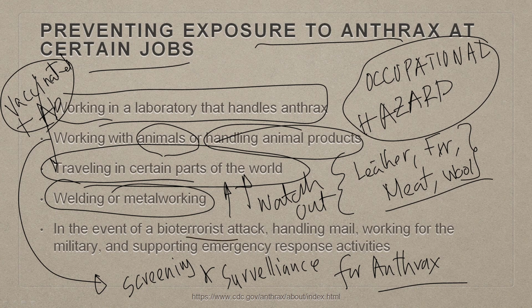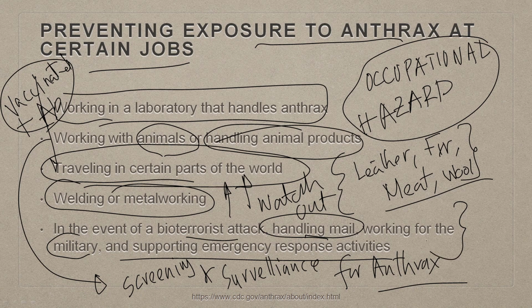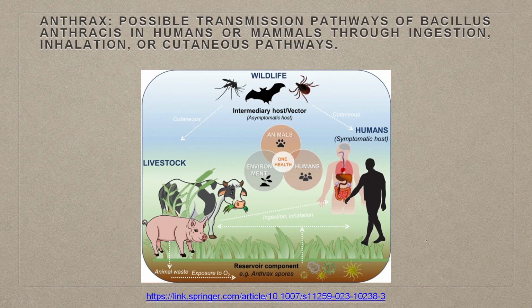In the event of a bioterrorist attack, handling mail, as this is already a proven thing, working for the military and supporting emergency response activities. These are some of the basic points one has to understand to biosecure our surroundings when there is an anthrax attack. And on the basis of this, let's try to see the overall picture.